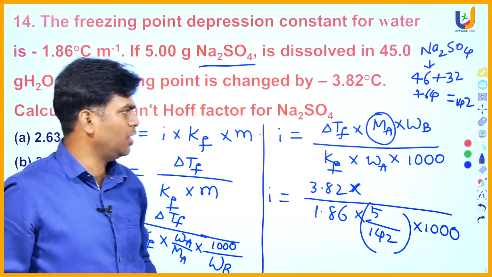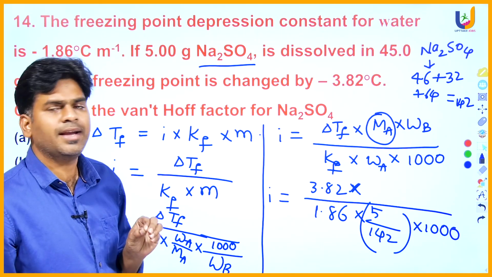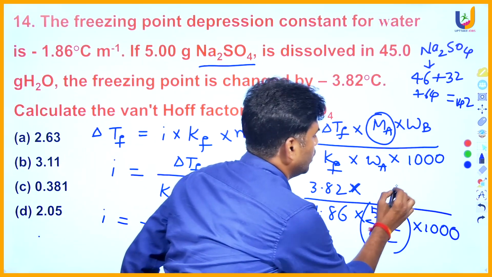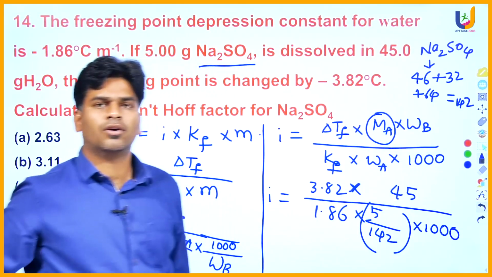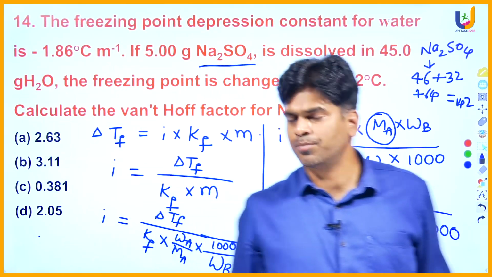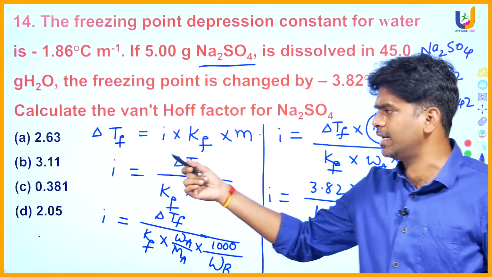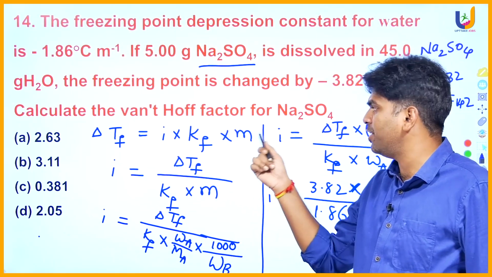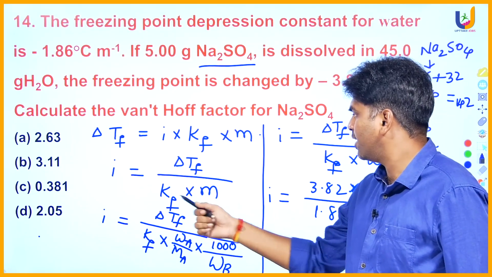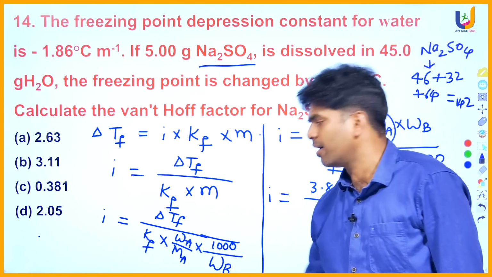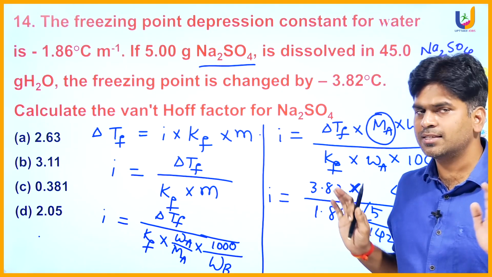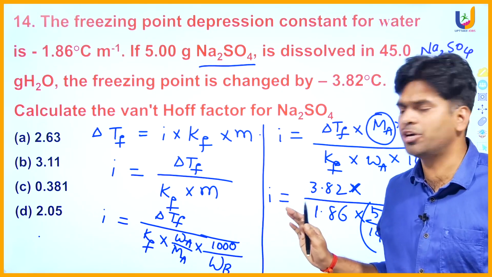And next, what is WB? WB means the given weight of solvent. What is the given weight here? 45. Once again, everybody listen here. They are asking for the Van't Hoff factor. Depression in freezing point delta Tf is equal to i into Kf into molality. From that, i is equal to delta Tf by Kf into molality. That's it, simple. We are just substituting all the values here.